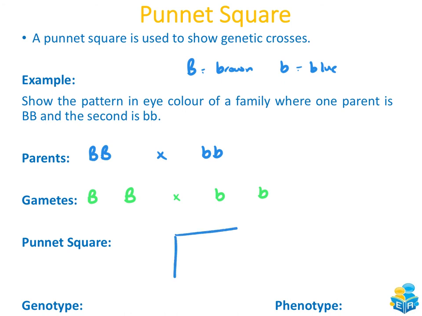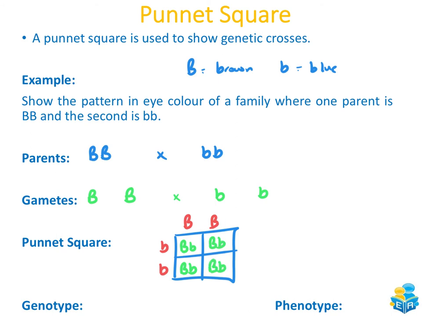Quick Punnett square here. Parent number one can go along the top, parent number two along the side, and now we just match them. So we have a capital B and a small b. We have the exact same over here. So we had a capital B and a small b. Here we have a capital B and a small b. And down here we have a capital B and a small b.